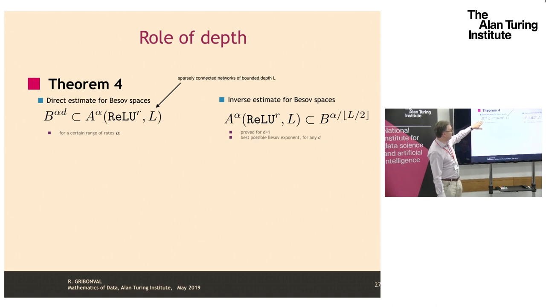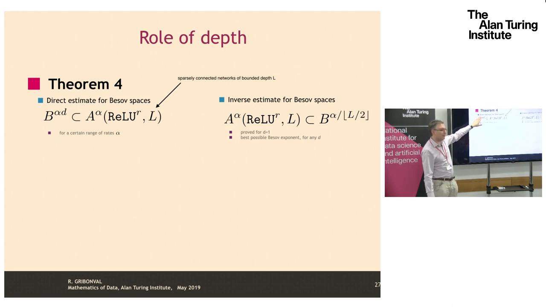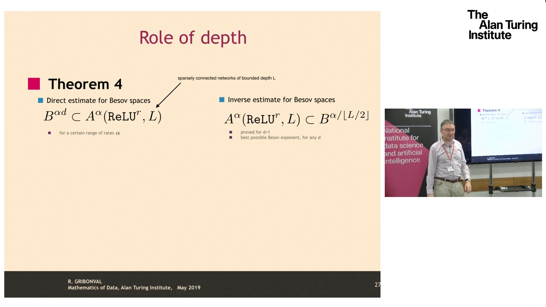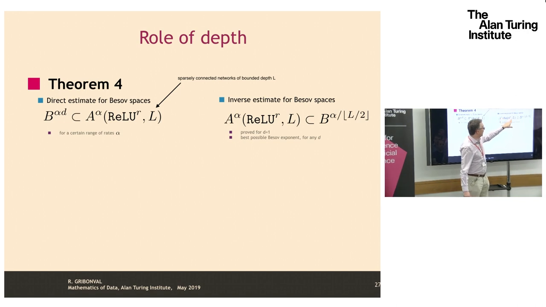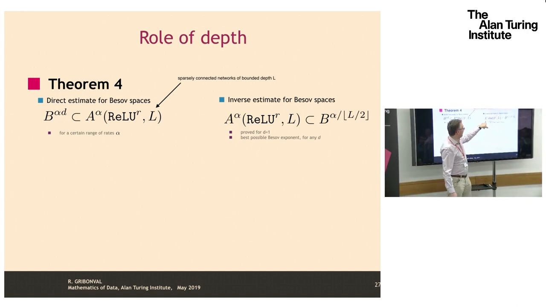Here, a first result is actually essentially the result of Philipp Grohs and co-authors that I mentioned at the beginning. If a function is in a Bessel space of smoothness proportional to the ambient dimension, then it's approximated well by a neural network with rate alpha, where alpha is the proportionality factor. And we get an inverse estimate, which is: if you have networks of bounded depth L, and your function is approximated at this rate, then it has some Bessel smoothness. But the Bessel smoothness here does not involve the ambient dimension.